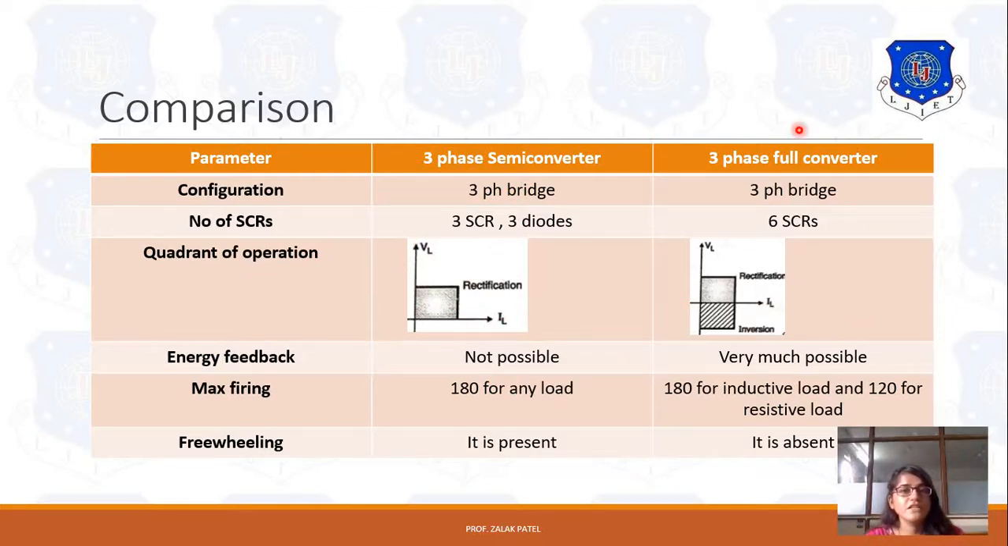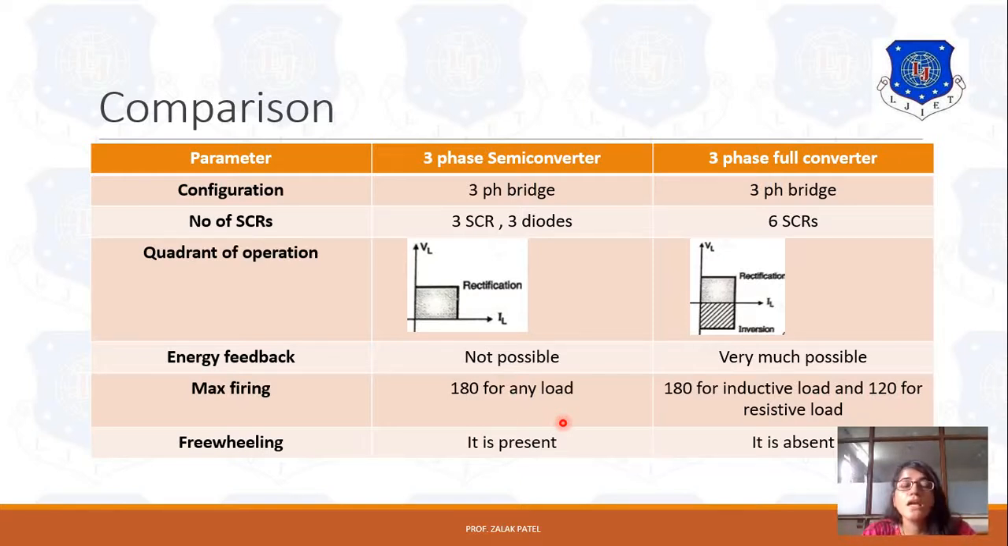But in case of the 3-phase full converter, the most important advantage is that it will operate from the load to source as well as from source to load, and this is the biggest advantage of the full converter. That's why write that energy feedback is very much possible, means from load to source it can transfer the energy. Maximum firing angle for the semi-converter we can take up to 180 degrees, while in case of the 3-phase full converter it is 180 degrees for inductive type of load and 120 degrees for resistive type of load.